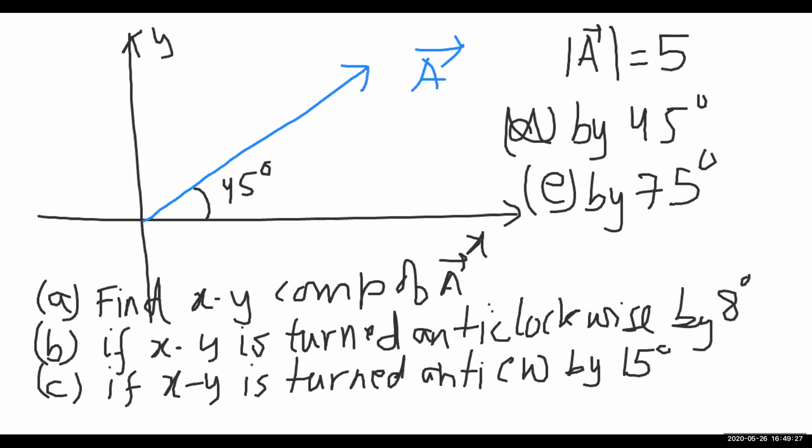So the first one is very easy. The answer is 5 by root 2 and 5 by root 2. Now what I do is I take the xy axis and about the z axis, I twist it anti-clockwise by 8 degrees. Now you have to find the components.